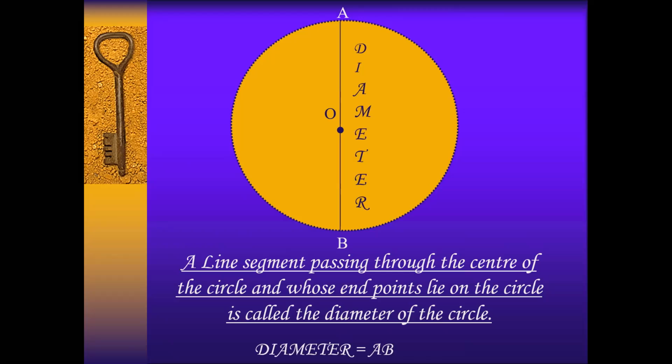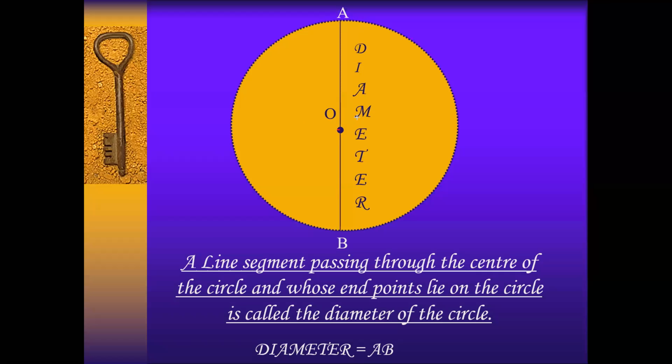A line segment passing through the center of the circle and whose endpoints lie on the circle is called the diameter of the circle. Basically, if we double the length of the radius, for example, from O to point B, from the center to point B is the radius of the circle. So if we double the radius, we would get the diameter.